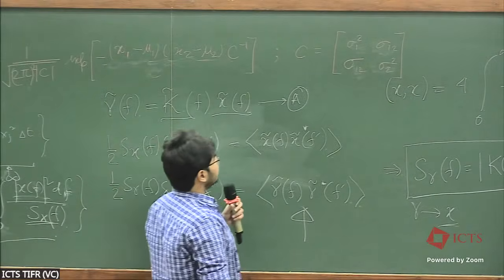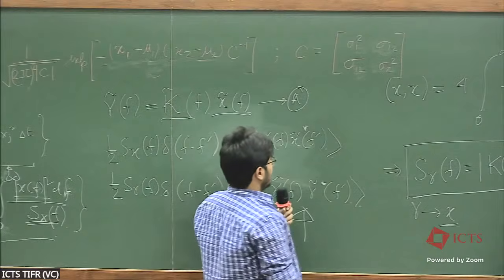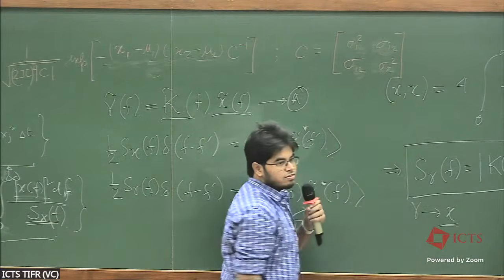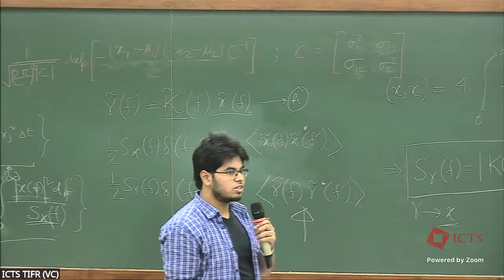What do I mean by correlation? Suppose this number is positive. Sigma 1, 2 is positive.